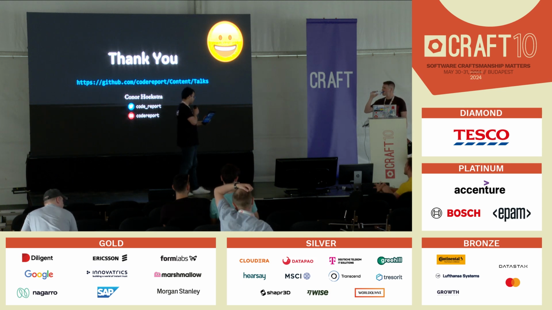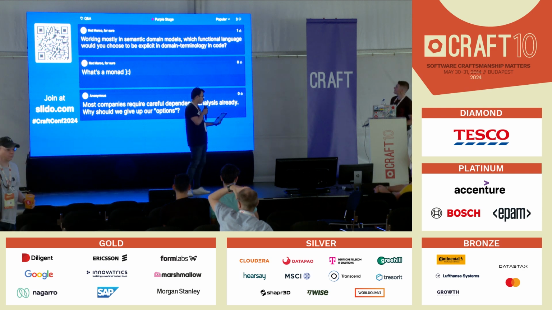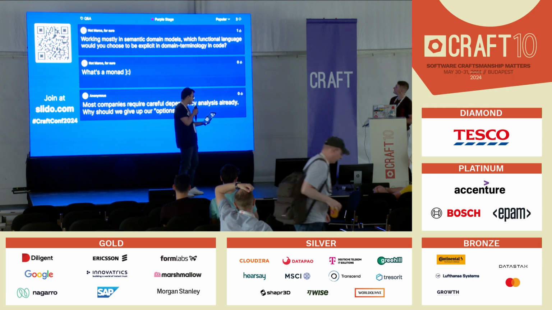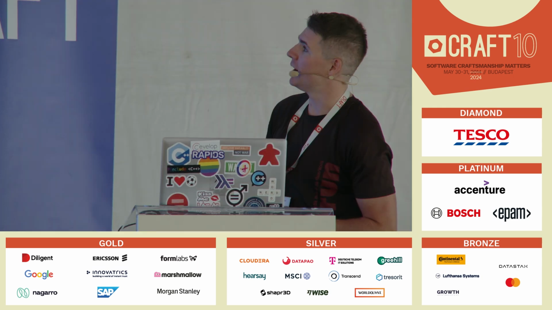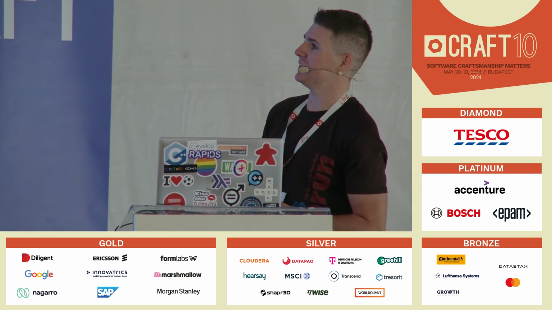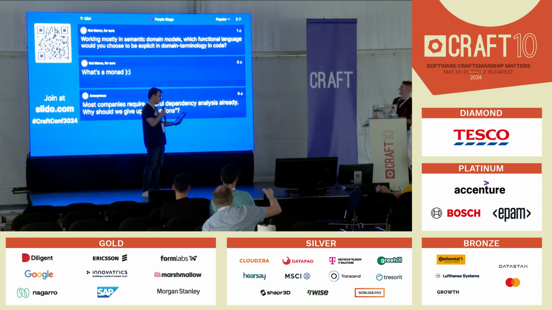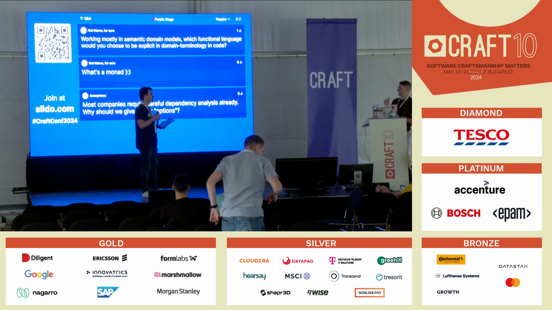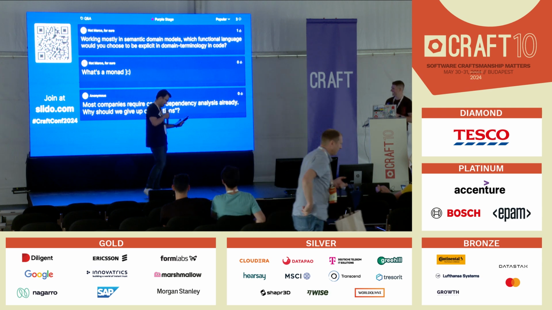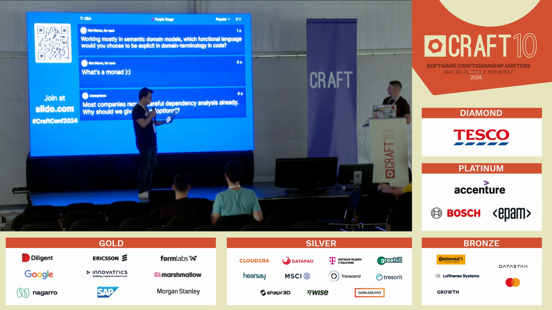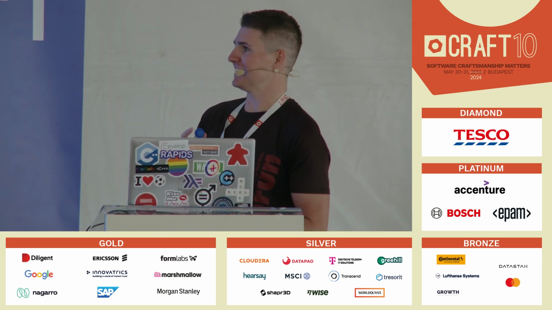Yes. So the first one is, working mostly in semantic domain models, which functional language would you choose to be explicit in domain terminology in code? Find me afterwards so you can explain that in more detail. Yeah. All right. What's a monad? Go watch the recording of Sanders' talk. He explained it. All right. That's really, I love it. Most companies require careful dependency analysis already. Why should we give up our options? Also find me afterwards. I don't have a 10-second answer for that.